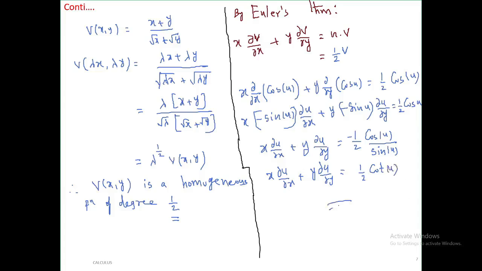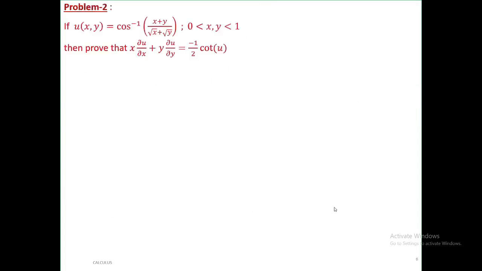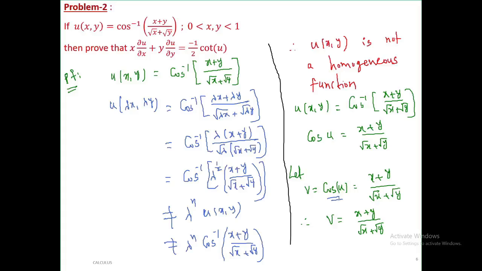Hence proved. That's it. So this is a way of applying Euler's theorem, provided the function is a homogeneous function. Look at it: if you don't want to apply this Euler's theorem, then how do you proceed?